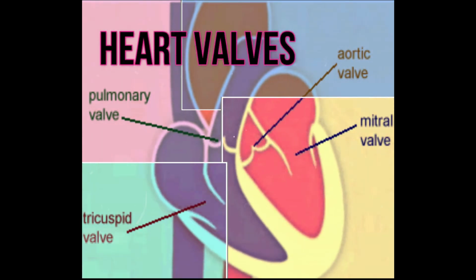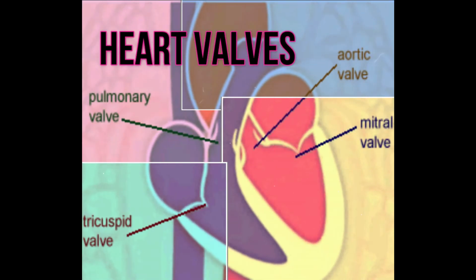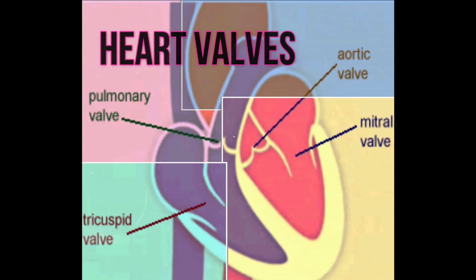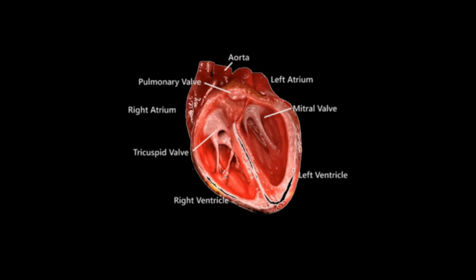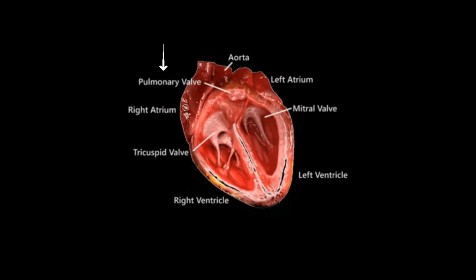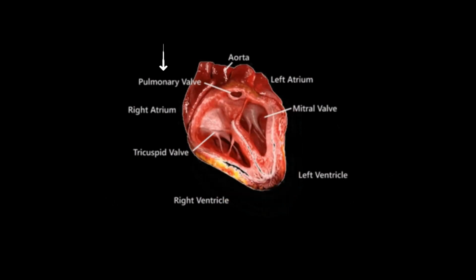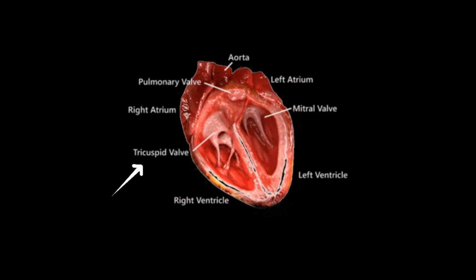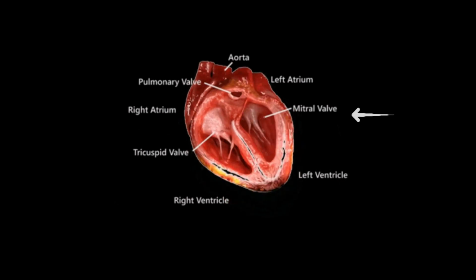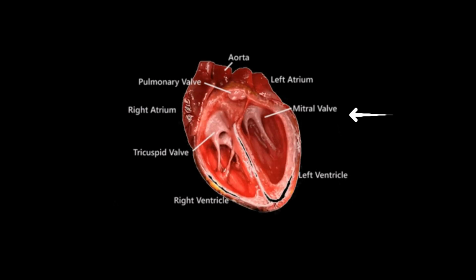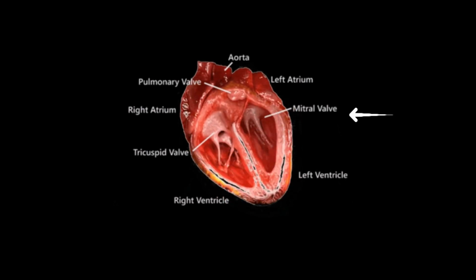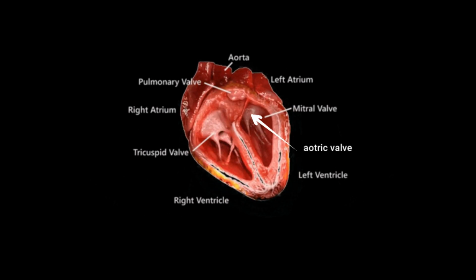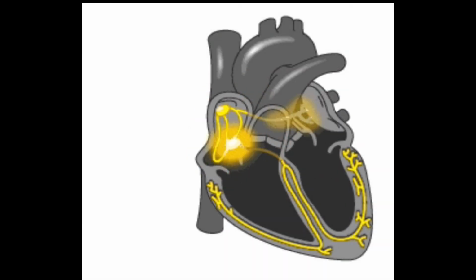There are four valves within the heart: the pulmonary valve, the tricuspid valve, the aortic valve, and lastly the mitral valve. The pulmonary valve is between the right ventricle and the pulmonary artery. The tricuspid valve is between the right atrium and the right ventricle. The mitral valve is between the left atrium and the left ventricle. And lastly, the aortic valve is located between the left ventricle and the aorta.